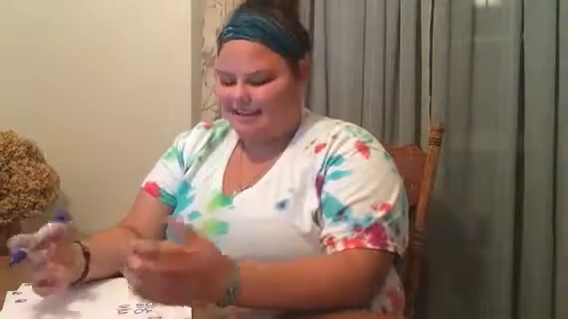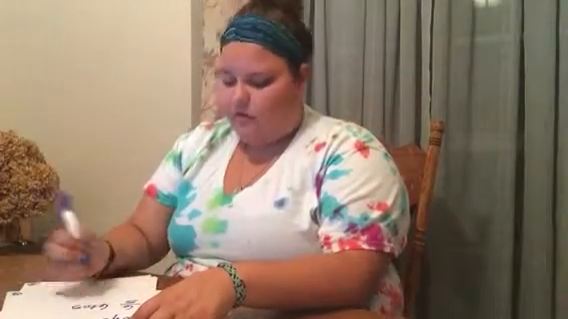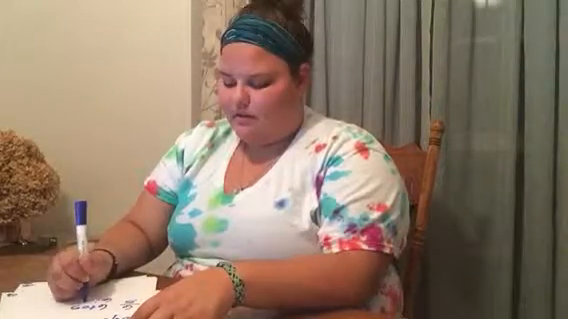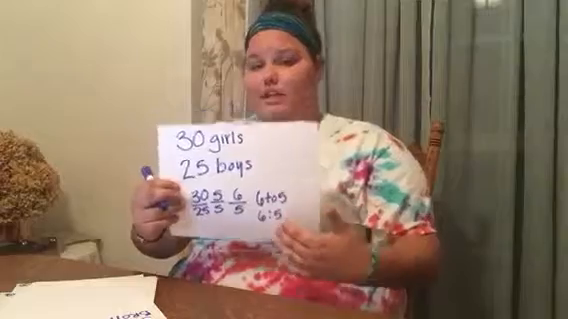So we divide both by 5. What is 30 divided by 5? 6. That's right. And what's 25 divided by 5? 5. So your new ratio is 6 over 5, or 6 to 5, or 6 colon 5. Those are the 3 ways you can write each ratio.